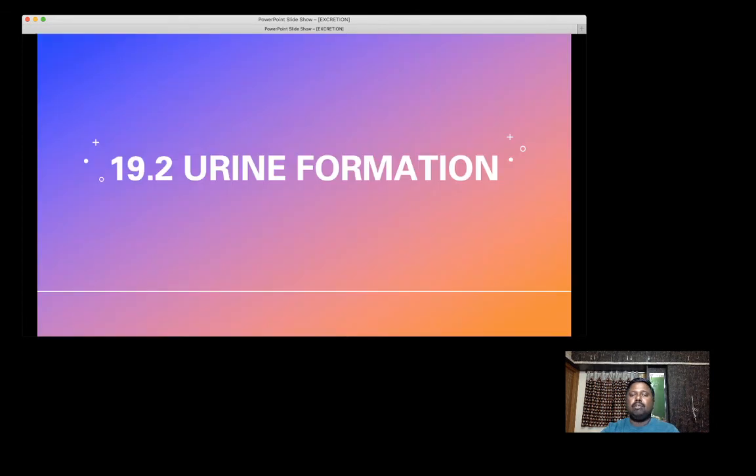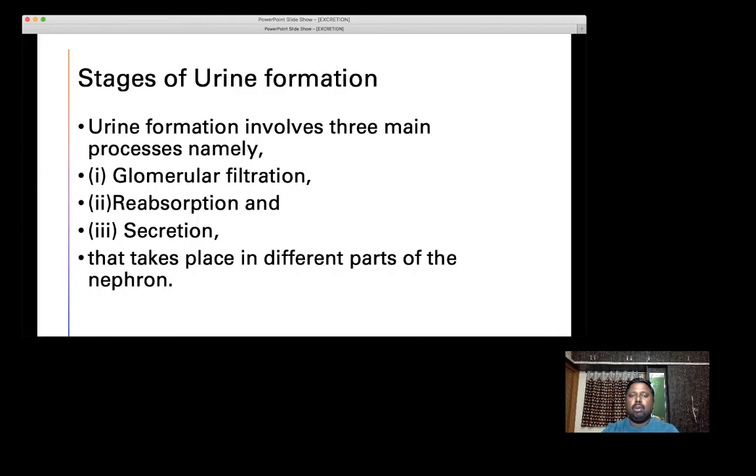Next, urine formation. How is urine formed? Urine formation is done in three stages. One is glomerular filtration, the second is reabsorption, and the third is secretion. These also happen in different parts of the nephron.